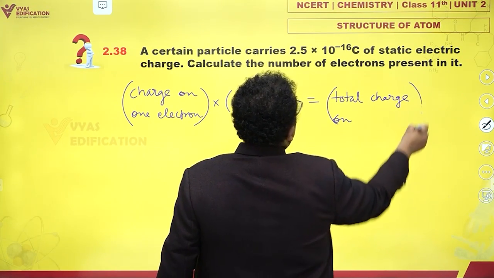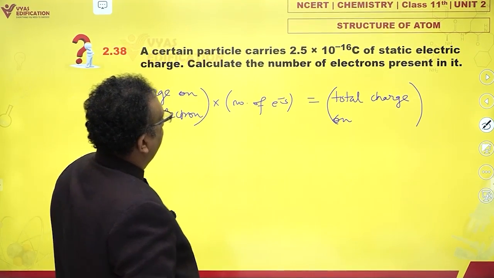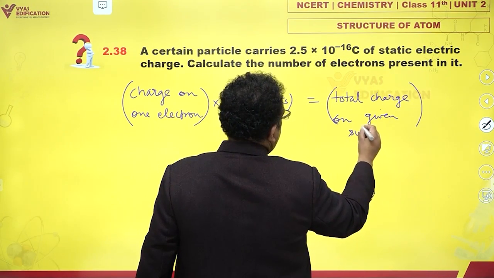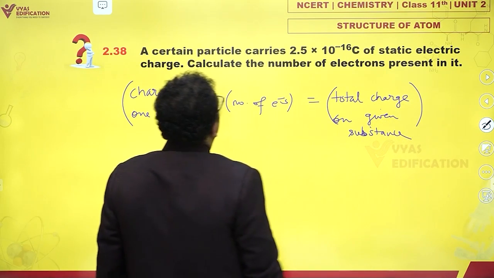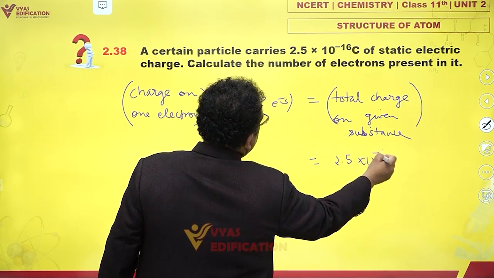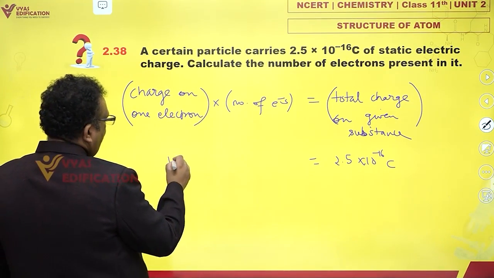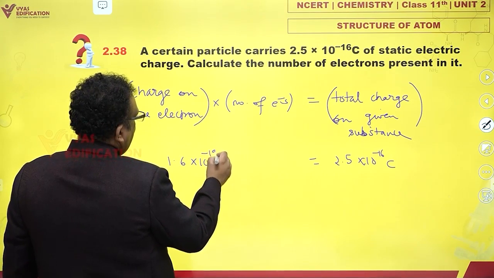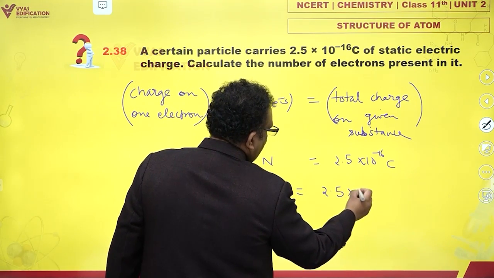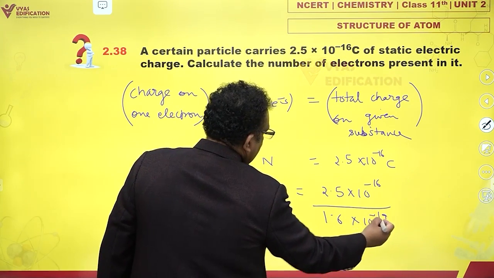on the given species, whatever it is. So 2.5 into 10 raised to minus 16 coulombs. This is the total charge. And charge on one electron is 1.6 into 10 raised to minus 19 coulombs into N. So N is 2.5 into 10 raised to minus 16 divided by 1.6 into 10 raised to minus 19.